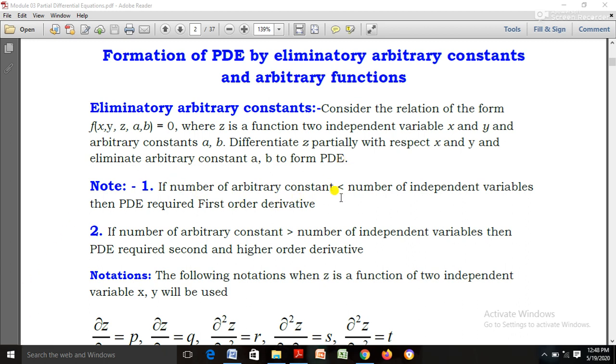Note: if the number of arbitrary constants is less than the number of independent variables, then the PDE requires first order derivatives. If the number of arbitrary constants is greater than the number of independent variables, then the PDE requires second and higher order derivatives. So it depends on the example.